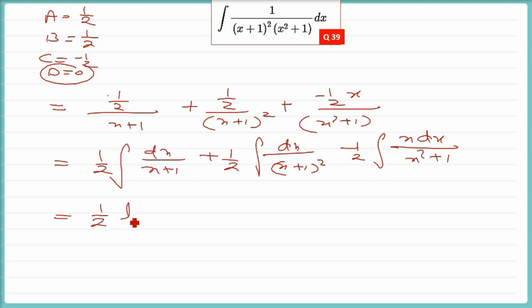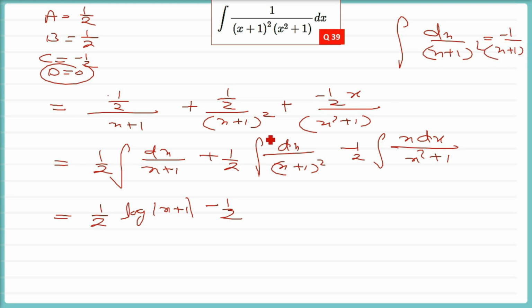Now this is quite clear. It will be log modulus of x plus 1. This we have already done in the previous question. It is negative 1 by x plus 1. That is, dx by x plus 1 whole square is directly negative 1 by x plus 1. You can directly replace it. So negative half is already there. Minus minus becomes plus.